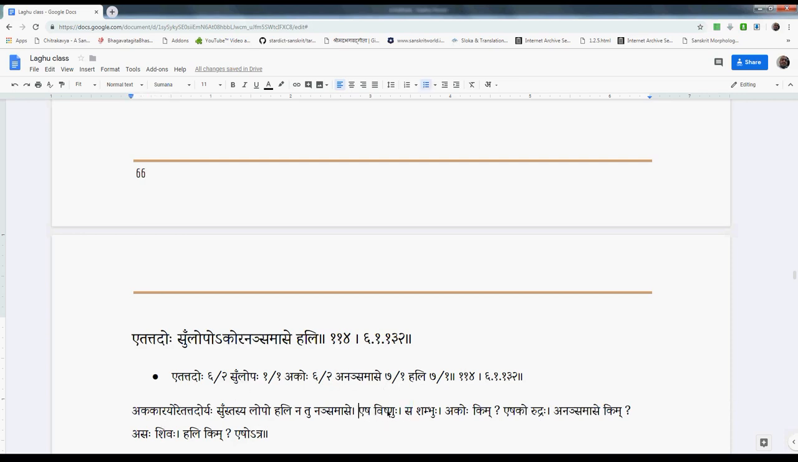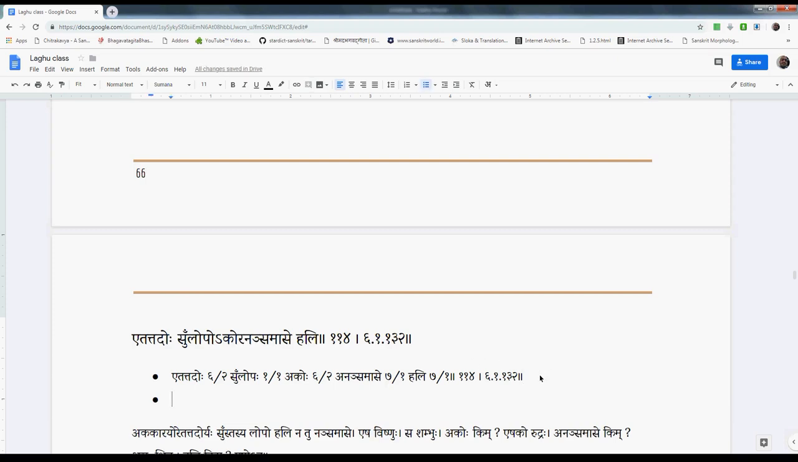Okay, so that's the form. So these are the examples. Nothing more need to be said. Esha vishnu, sa shambhu. But what about this other things now? So let's look at samasas to understand them better. What is etat? Etat tadoho is etat cha tat cha. I'll split it, etat cha tat cha. Tajja. So if you do sandhi, what will you get? Etachya.